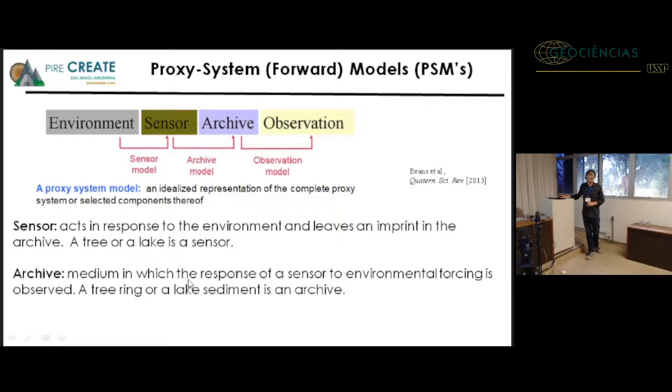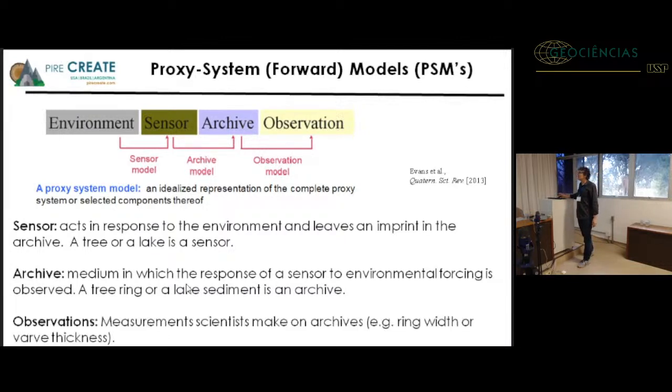If it's a lake, your archive is the lake sediment. In the speleothem, it's probably the calcite. And then you have the actual observations, what you're actually measuring in the lab. So a dendrochronologist would measure ring density or ring width. A paleolimnologist maybe measures varve thickness, for example. You may measure oxygen 18 or a trace element ratio.